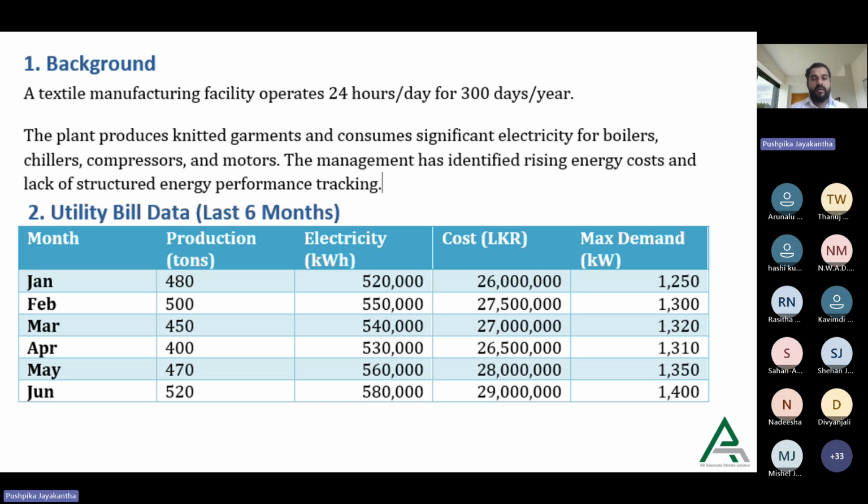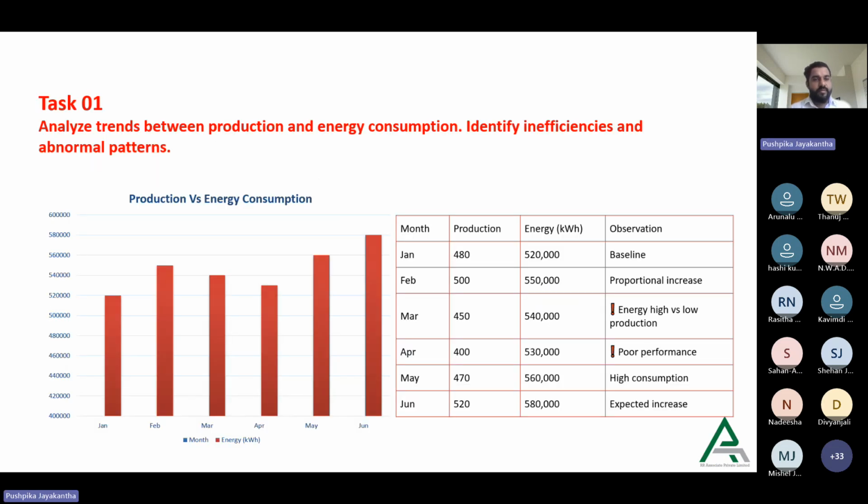So now you have 5 questions. Analyze the trend between production and energy consumption, and identify inefficiencies and abnormal patterns.